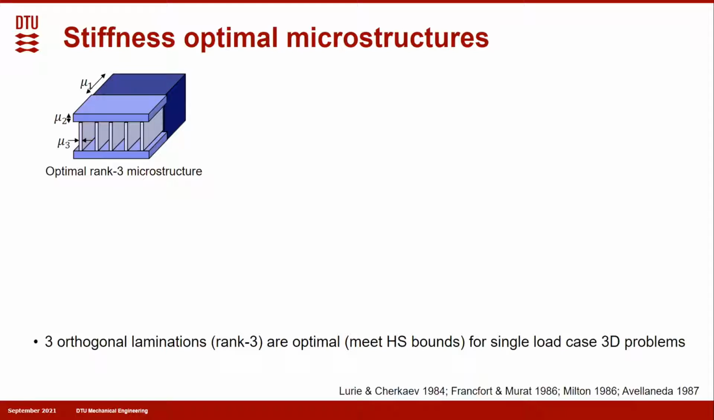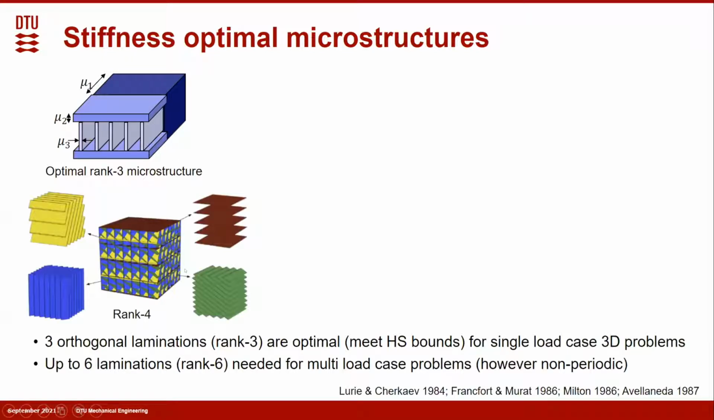Briefly, it has been demonstrated that rank 3 microstructures are stiffness optimal for a single load case in 3D problems. And as shown here, the optimal rank 3 microstructures have length scale separations. Depending on the load conditions, up to 6 laminations may be needed in order to get the stiffness optimal structures without periodicities. This image shows how one can form a rank 4 laminate.